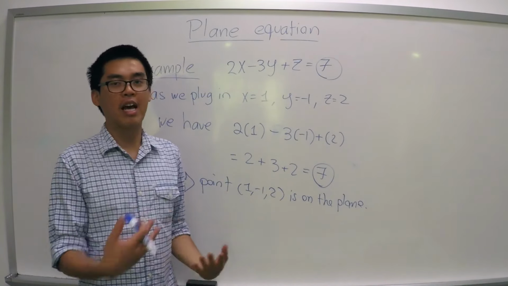And what are those ingredients? Number one is a point on the plane. When you have a plane, there are infinitely many points on it, but you just need to find one point on the plane, and that's enough for the first ingredient. For the second ingredient, you need what we just talked about a minute ago, which is a vector normal to the plane.